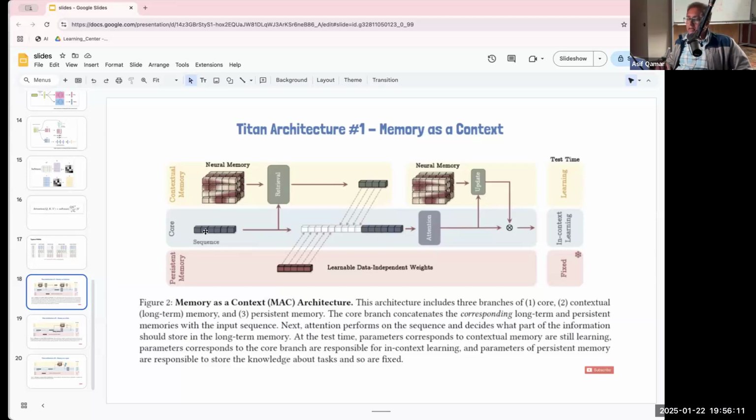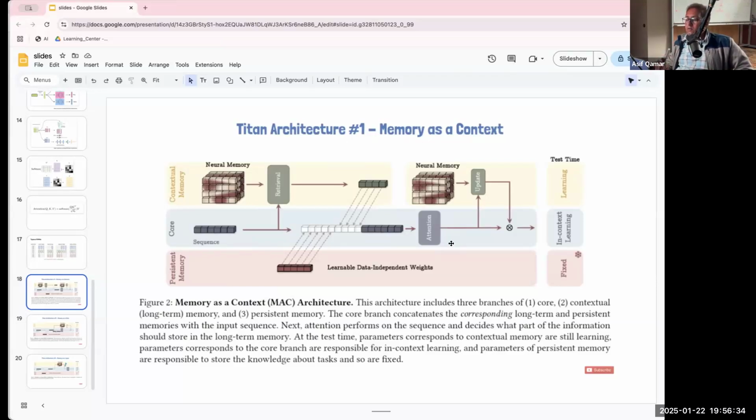And another layer here is the core. That is the actual, you can call it a short-term, right? Our current focus. This is where the input is coming, right? Input sequences are coming. The new knowledge is coming. That is called the core layer. And then another layer is called persistent memory. So in this paper, they divided this architecture into three areas.